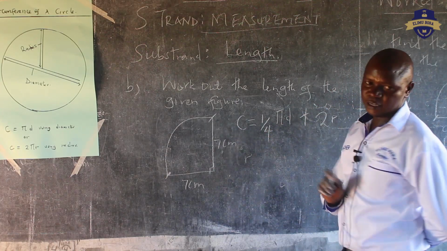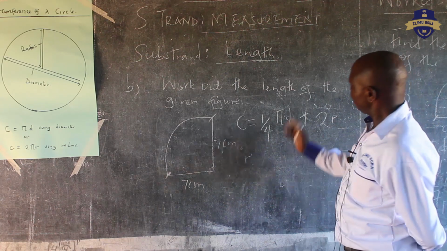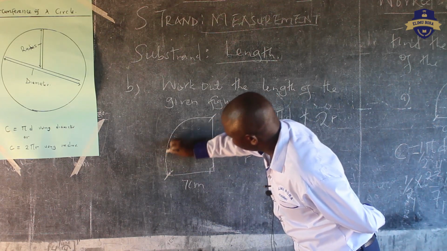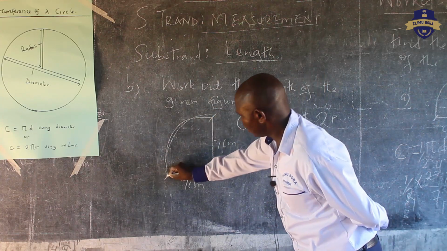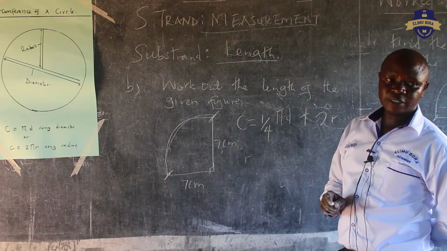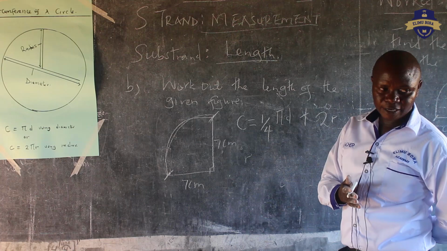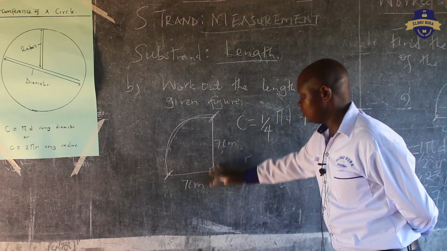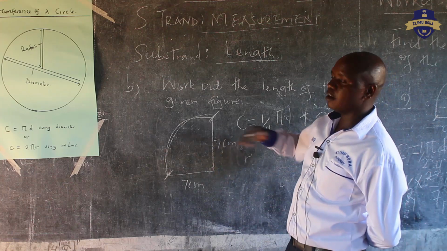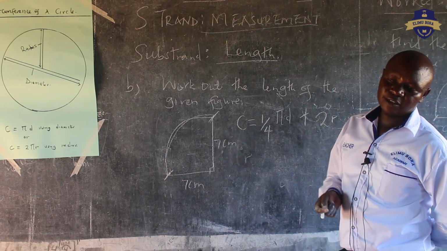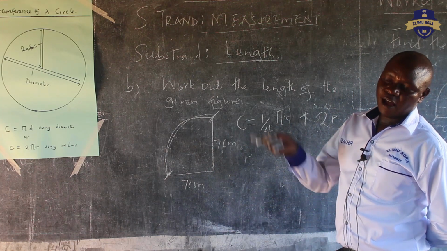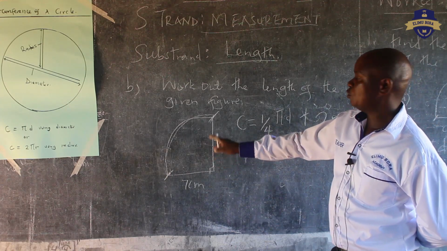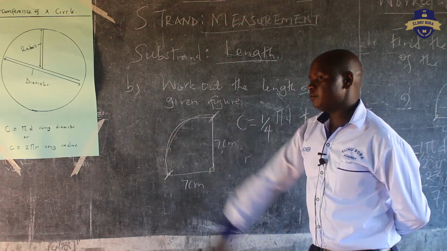This formula, a quarter pi d, is only getting the distance for the curved part, from here to here. Are we together? Now what else will you add? This radius and also this radius, because circumference is the total distance around a given figure.